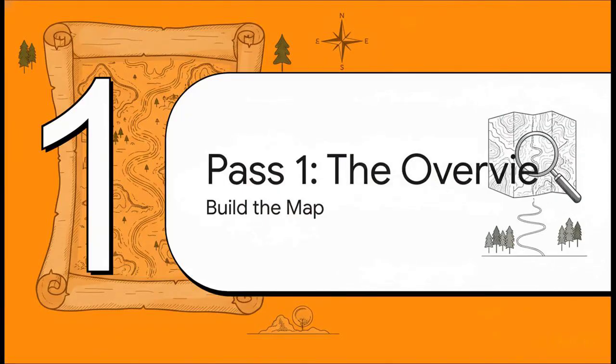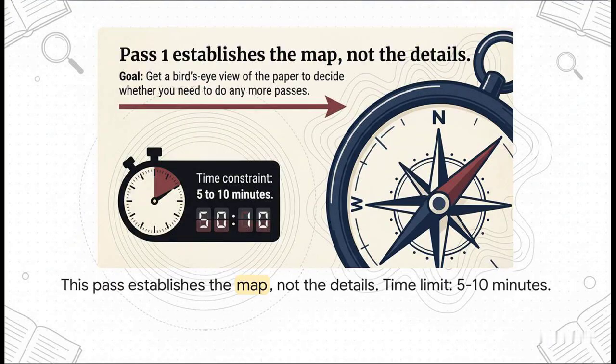Pass 1 is all about the overview. Seriously, think of it like this. You wouldn't just wander into a huge, dense forest without looking at a map first, would you? Of course not. And that's exactly what we're doing here with the paper. The whole point here is to get that bird's eye view, not to get bogged down in all the little details. And that's why there's a super strict time limit, just 5 to 10 minutes. That's it. This forces you to make a quick call on whether the paper is even worth your time, which could save you hours right off the bat.